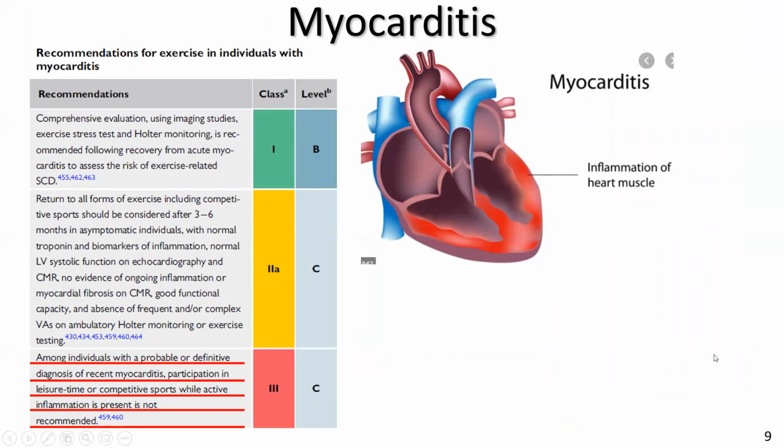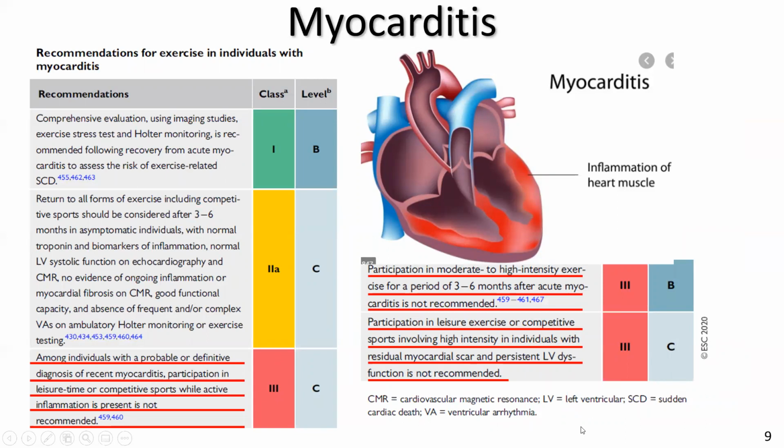Myocarditis, which describes an inflammation of the heart muscle, often as a sequelae to an infection, for example. Among individuals with a probable or definitive diagnosis of recent myocarditis, participation in leisure time or competitive sports while active inflammation is present is not recommended. So level 3 for the level of recommendation, but the absence of evidence is really just based on expert opinion here.